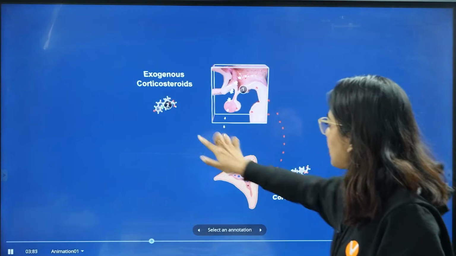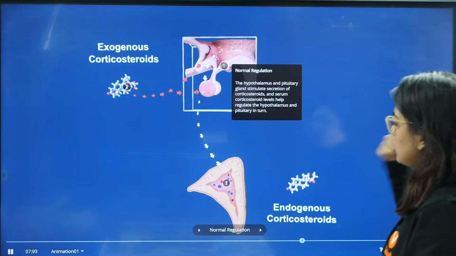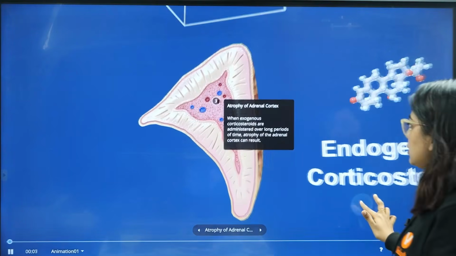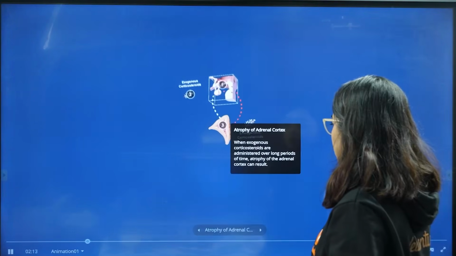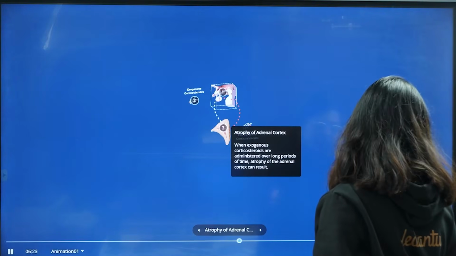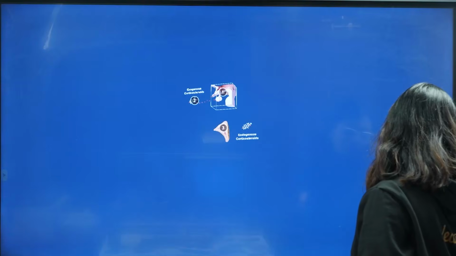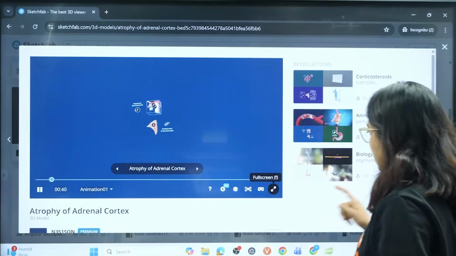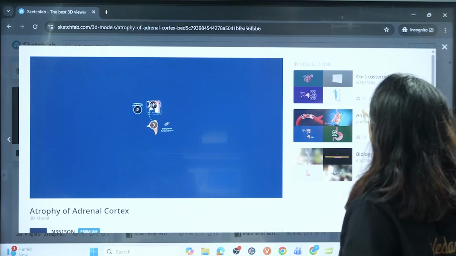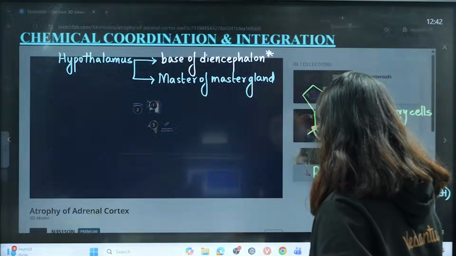See, this is your cortisol. This is your normal regulation, and this is the adrenal cortex. Okay, this is actually atrophy of adrenal cortex, when more secretions of corticosteroids happen. This I'll teach you in the last, but you should understand this is important. Corticosteroids are there, biological materials are there. We'll come back to this.